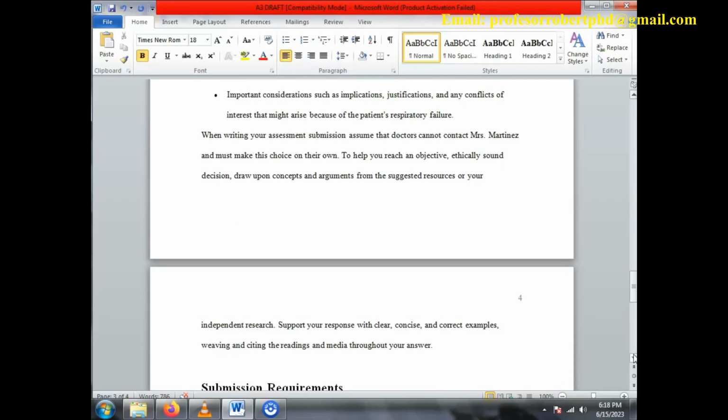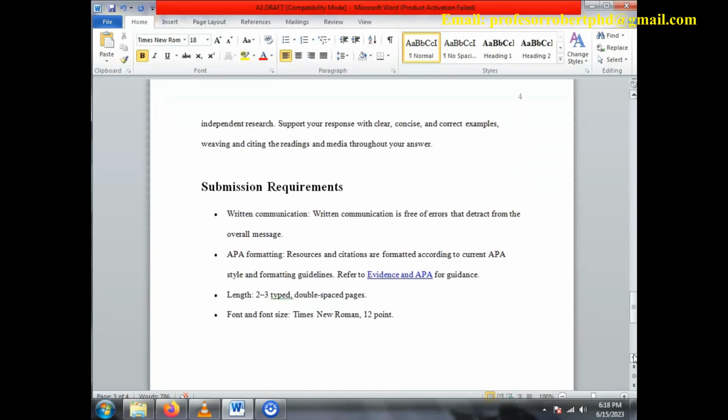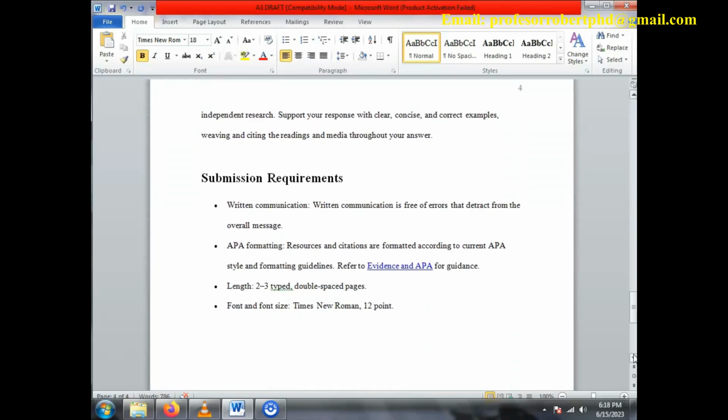To help you reach an objective, ethically sound decision, draw upon concepts and arguments from the suggested resources or your independent research. Support your response with clear, concise, and correct examples, weaving and citing the readings and media throughout your answer. Submission requirements. Written communication.